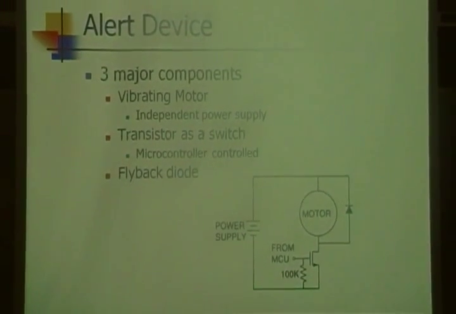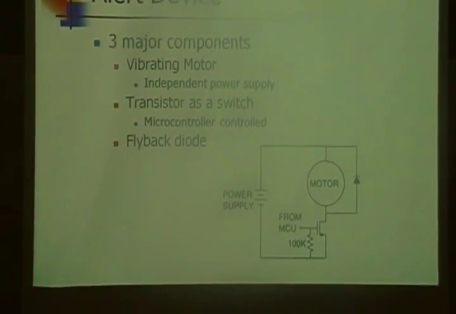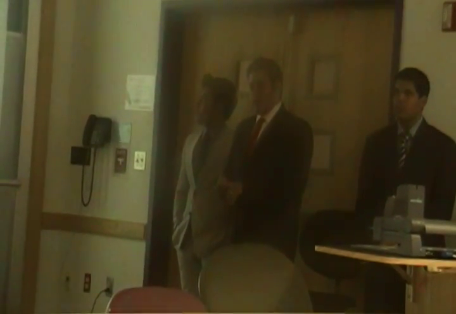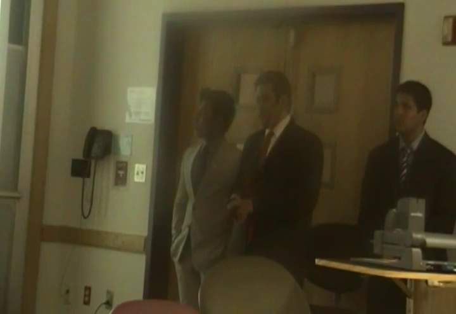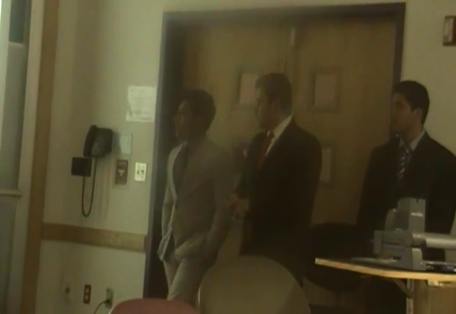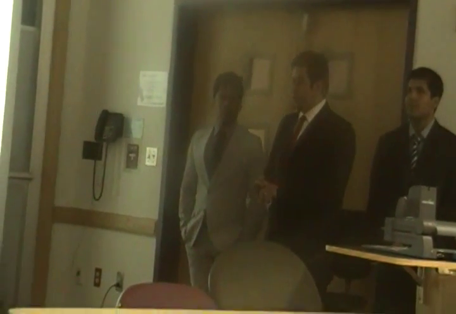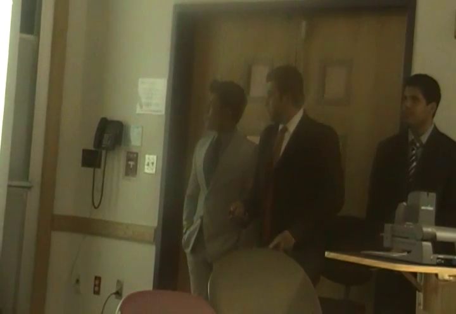To do that, we simply had a vibrating motor that was powered independently with a 3-volt power supply. We used a transistor as a switch, and the input to the transistor came from the microcontroller. The microcontroller controlled when to turn the motor on and off. We also used a flyback diode to avoid voltage spikes, because there was inductance in the motor, and to avoid those hazardous situations, we used the flyback diode to stabilize the alert device.